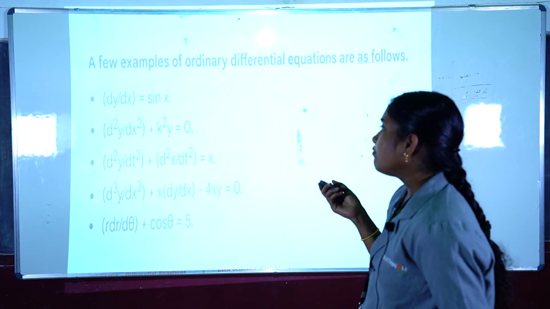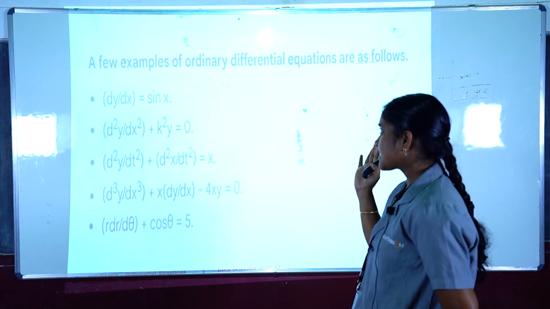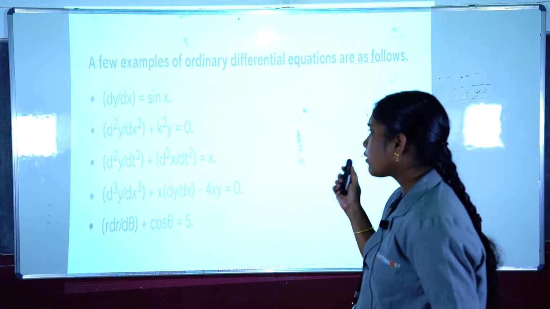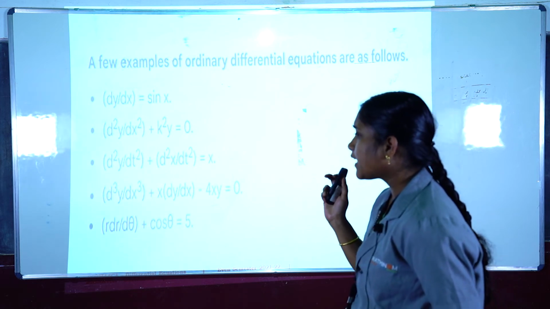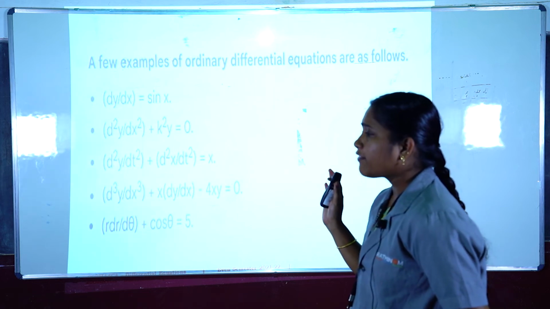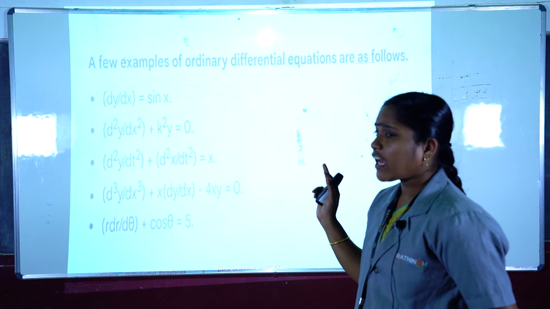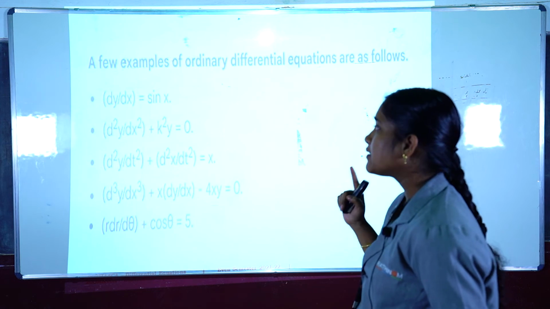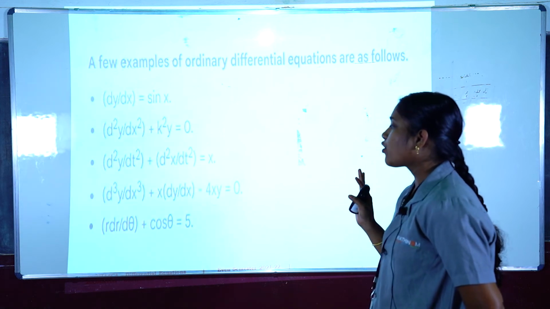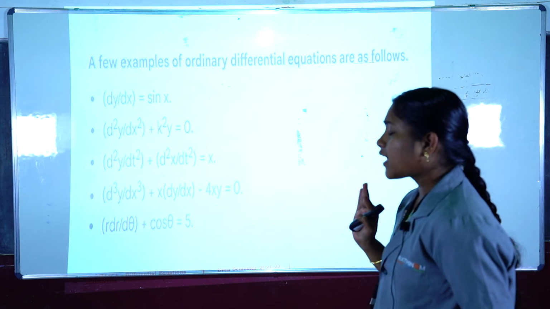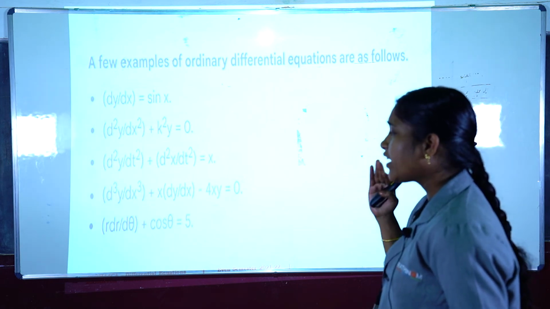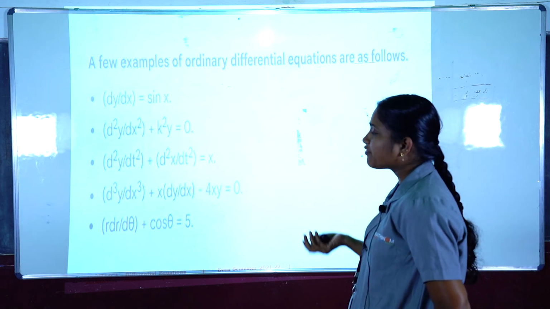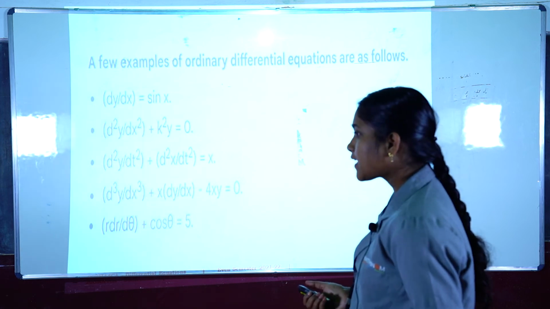So here we have considered a few examples of ordinary differential equations. Here dy by dx is equal to sin x. Here y is the dependent variable and x is the independent variable. In those types of equations we have only a single independent variable, like dx, dx square, dt square, d theta. These are all considered as independent variables. An equation with a single independent variable is known as an ordinary differential equation. Next.